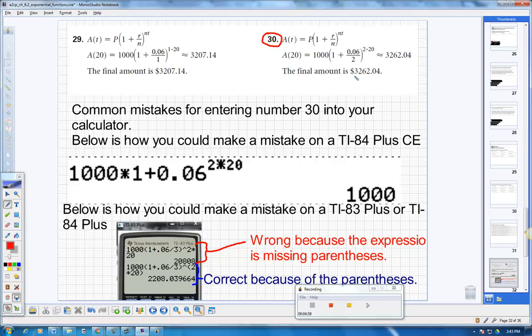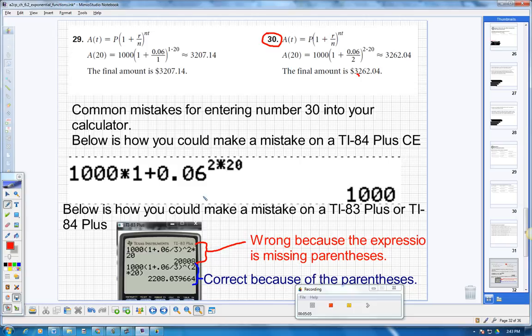Number 30, the correct answer is $3,262.04, the correct rounded answer. This one does not have parentheses. Because it does not have parentheses, it gives me the wrong answer.